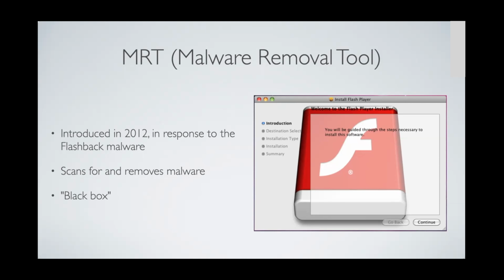And the biggest problem with this is that it's kind of a black box. Nobody really understands how it works, when it works, exactly what it's doing. And this is not just accidental. This is purposeful on Apple's part. They have made it very difficult to reverse engineer MRT because that hampers the bad guys' ability to get in there and figure out what MRT is looking for and then evade that.